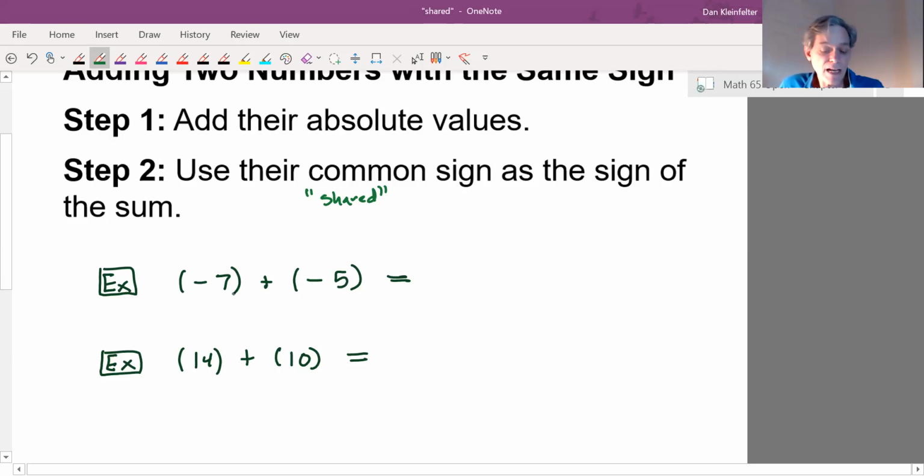So as an example, -7 plus -5, the absolute value of -7 is 7. And the absolute value of -5 is 5. 7 plus 5 is 12. That's step 1. Then use their common sign as the sign of the sum. -7 plus -5, we're adding together 2 negative numbers. We get a negative answer. Okay, 14 plus 10, their absolute values are 14 and 10. 14 plus 10 is 24. And we're adding together 2 positive numbers, so we should get a positive answer.